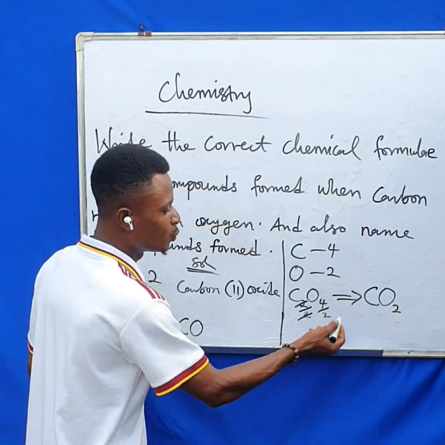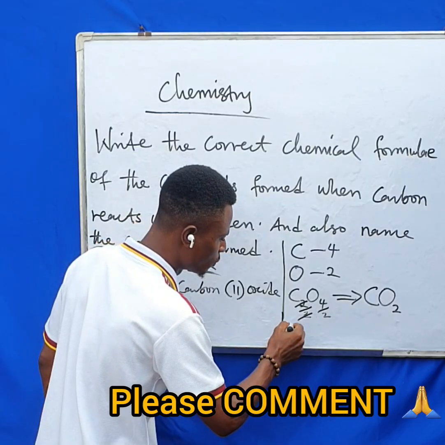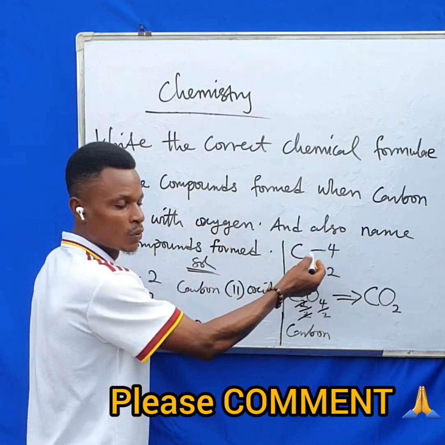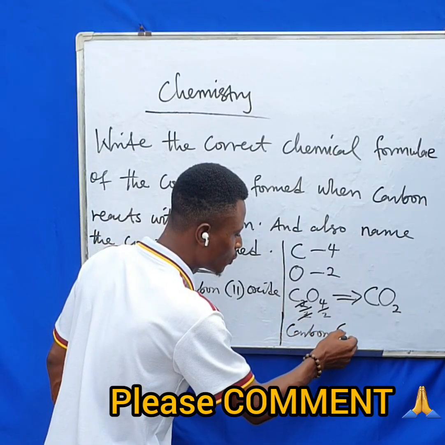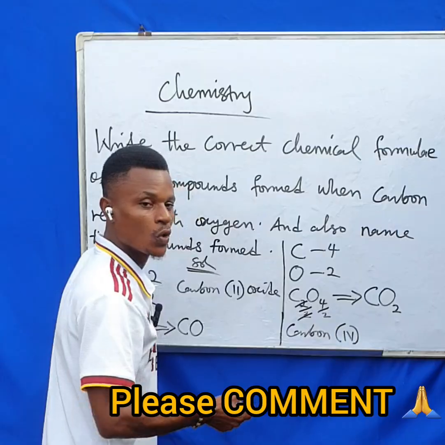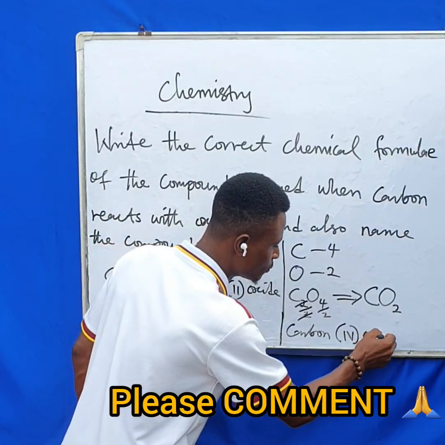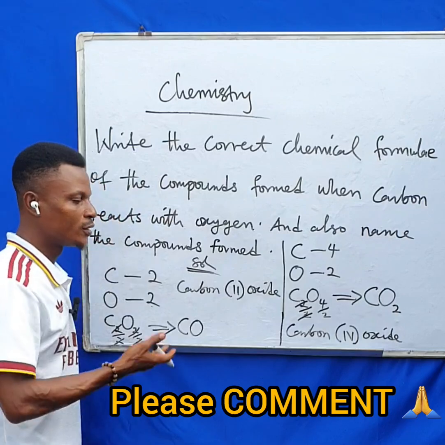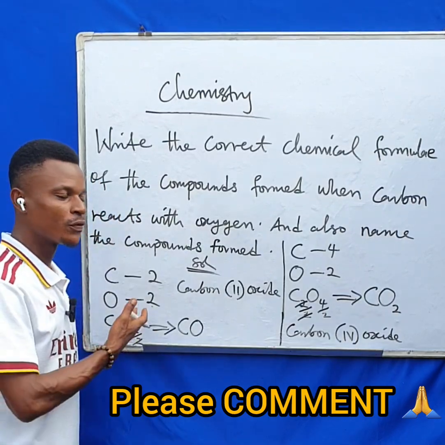Now to name this compound, we write the name of this carbon in full. This becomes carbon. Because carbon is valency of 4, we write 4 in Roman numeral in a bracket. And then change this oxygen to oxide. And the name of this compound is carbon (IV) oxide. This is how to answer this kind of question. I hope you find this video helpful.